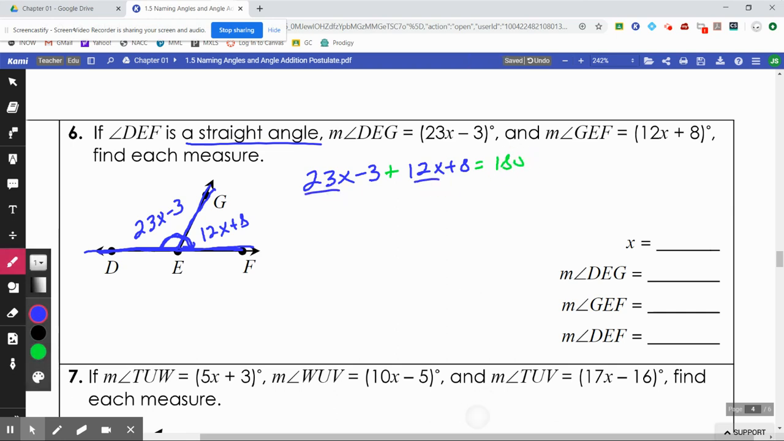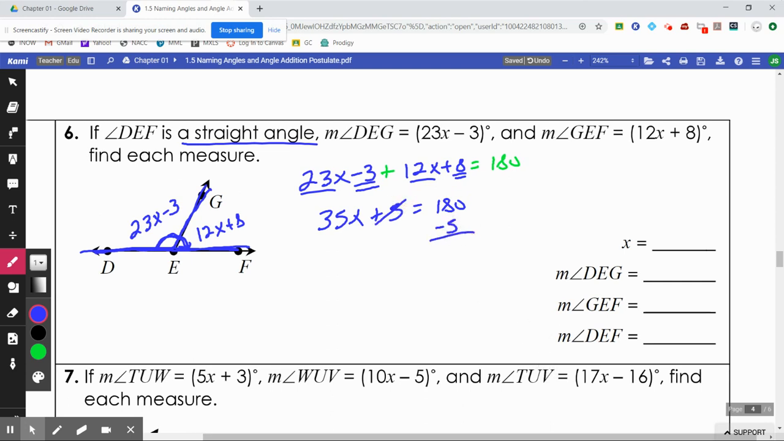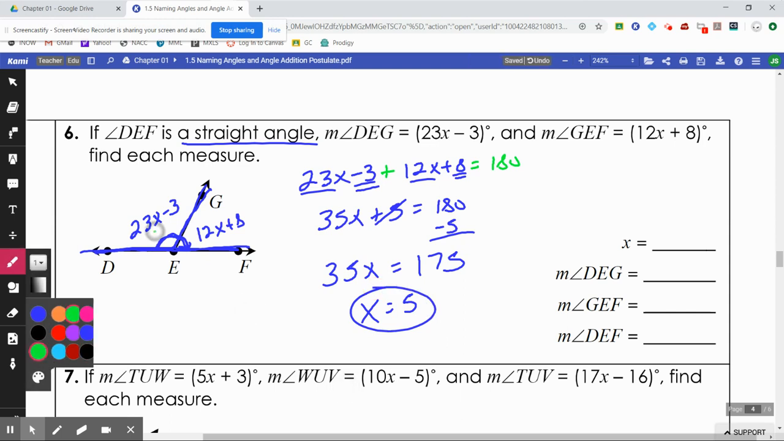Combine like terms, that's 35x. Combine like terms, that's plus 5 equals 180. Move plus 5 by doing minus 5 to get it away from your x's. 35x is 175. When you divide by 35, you get that x is 5. Let's plug it in and find out. 23 times 5, that's 115. When you take 3 from that, it gives you 112 degrees. There's one angle. 12 times 5, that's 60. When you add 8 to it, that gives you 68 degrees. If you add 112, which is this angle, 68, which is this angle, you get 180 degrees.